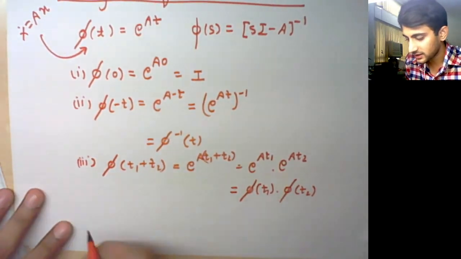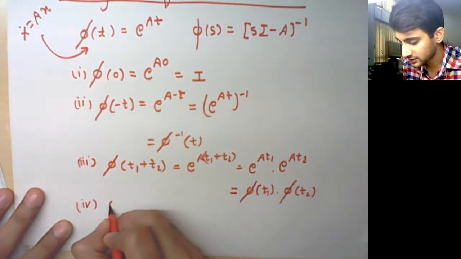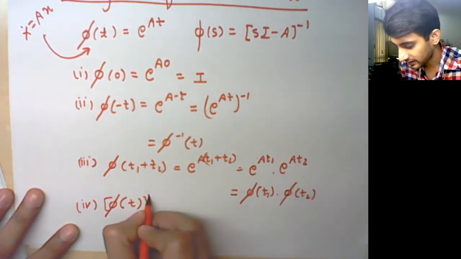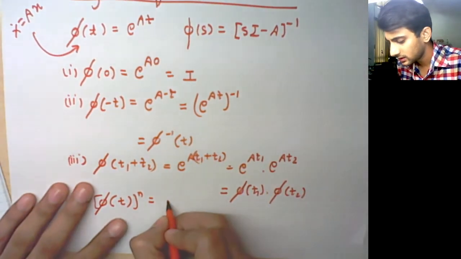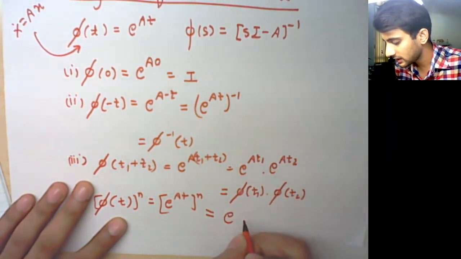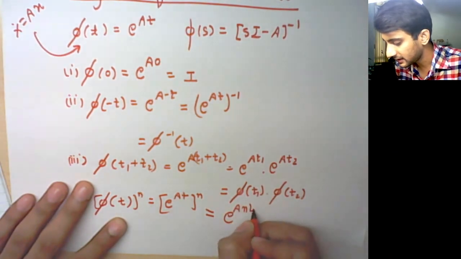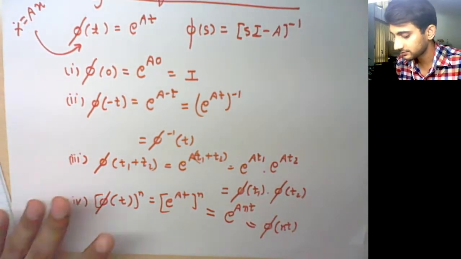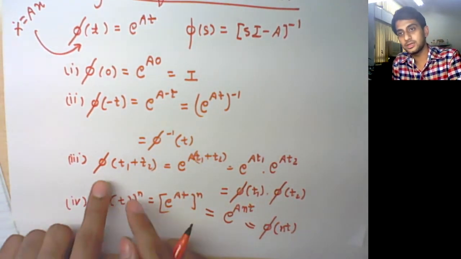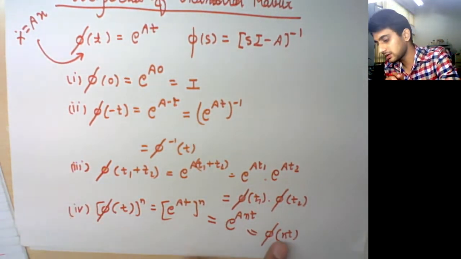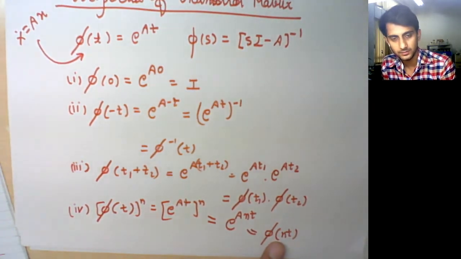Then on this property itself, you can have the fourth property. Let's say phi of t raised to the power n. So we have (e to the power At) raised to the power n, which is equal to e to the power A n t, which is nothing but phi of n times t. So you are taking a power of the state transition matrix. It is just as if the input t has been multiplied by n. That's it.